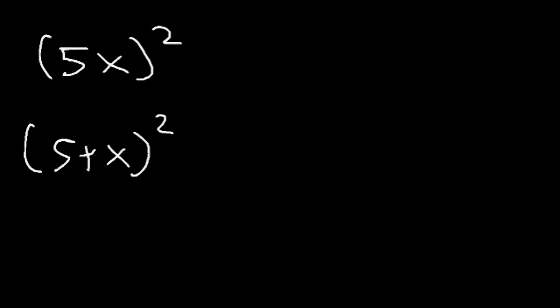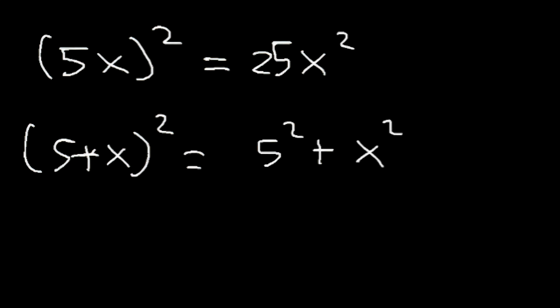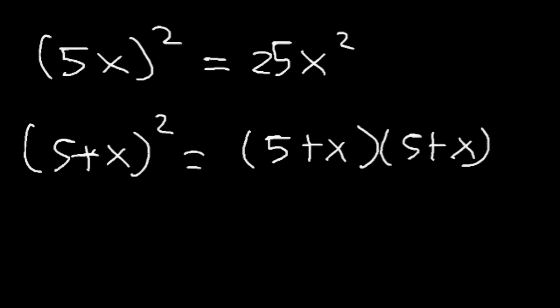By the way, what is the difference between 5x squared and 5 plus x squared? Are these the same? 5x squared is basically 25x squared. But 5 plus x squared is not 5 squared plus x squared. It doesn't work that way. Instead, you need to FOIL. This is 5 plus x times 5 plus x, which we've covered already. So notice that the 5 and x are multiplied. Therefore, you could distribute the 2 to the 5 and the x.